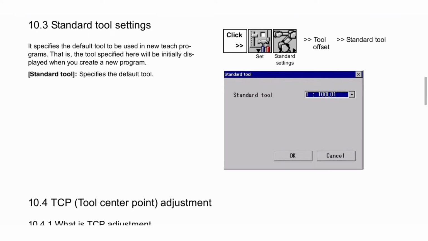Now next is standard tool settings. It specifies the default tool to be used in new Teach programs. That is, the tool specified here will be initially displayed when you create a new program. Standard tool specifies the default tool. Click Set Standard Settings, Tool Offset Standard Tool. Standard tool: Tool 01, OK, Cancel.